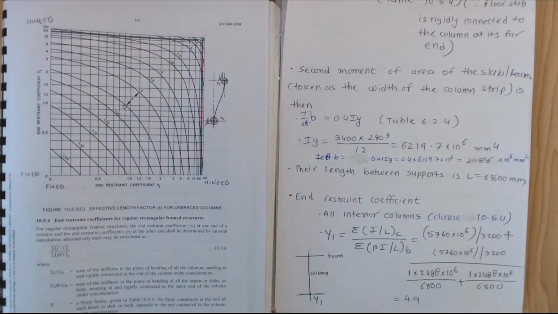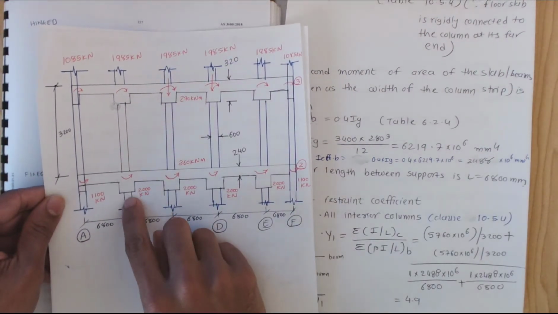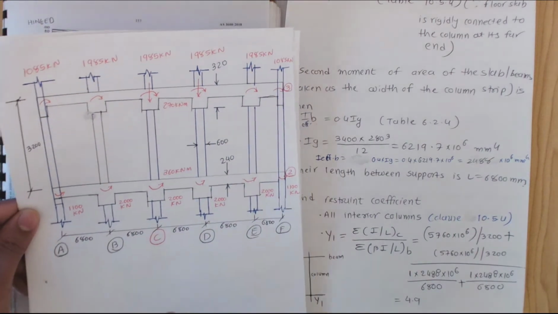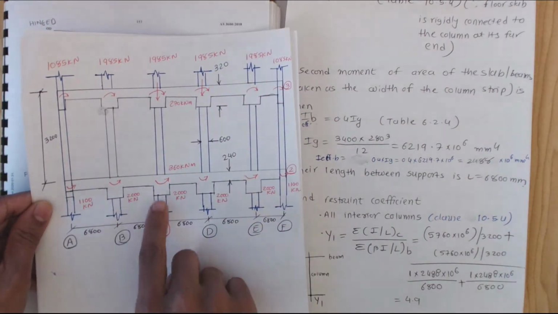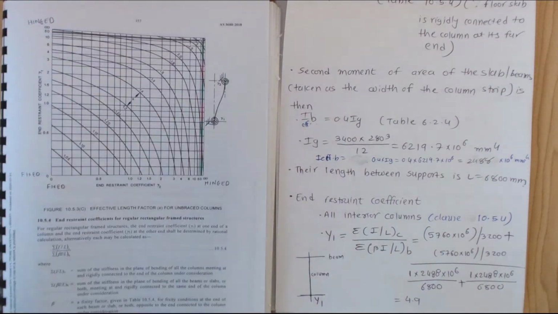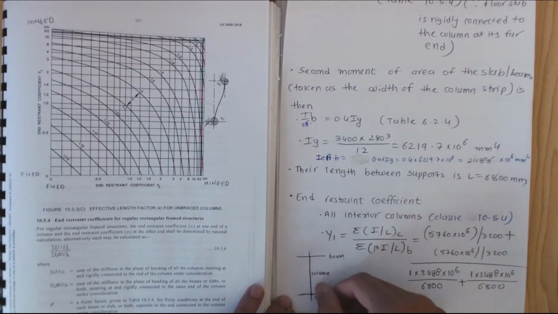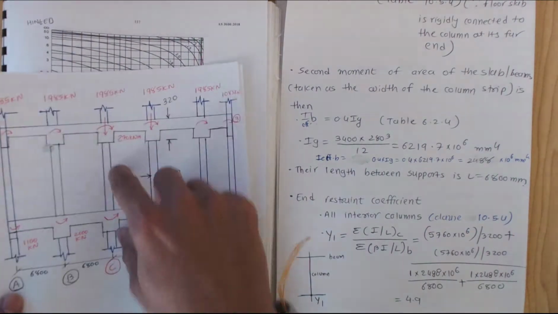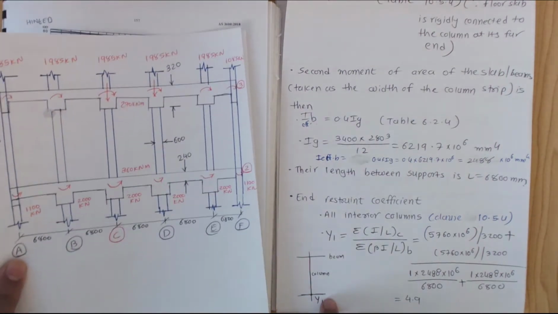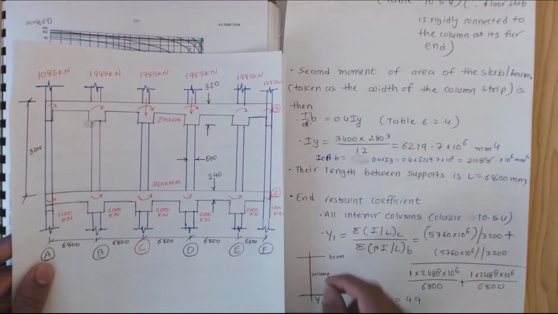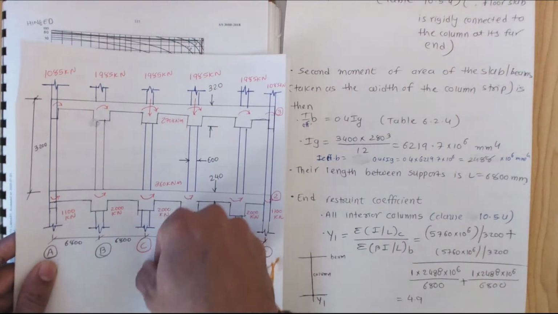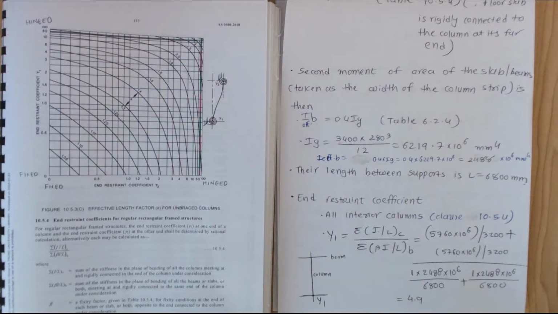So we are going to calculate the end restraint at the bottom of this grid C. We are calculating psi 1 here. That is the column we are interested in, and that is the beam. It's an interior column. If you have an interior column here, this is the beam that I draw here, and the column continues from this floor to this floor.